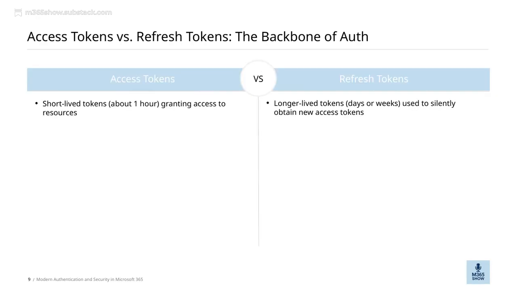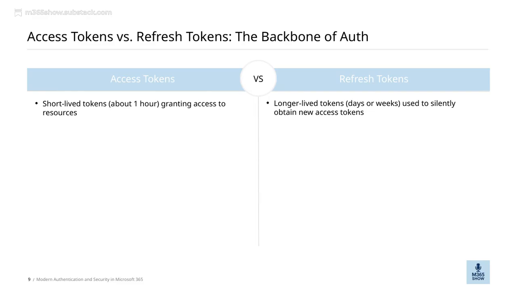Let's take a closer look at access tokens versus refresh tokens, which are really the backbone of authentication in Microsoft 365. First, we'll talk about refresh tokens. These are longer-lived tokens, meaning they can last for days or even weeks. Their main role is to silently obtain new access tokens when the current ones expire, so users don't have to sign in again constantly.